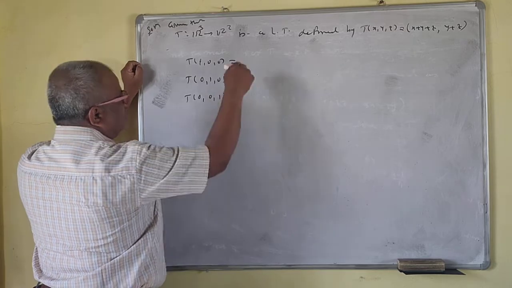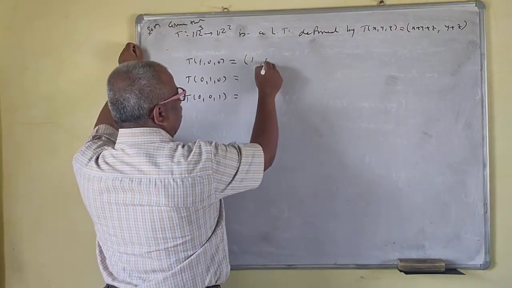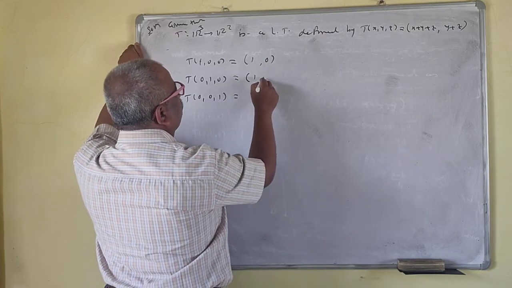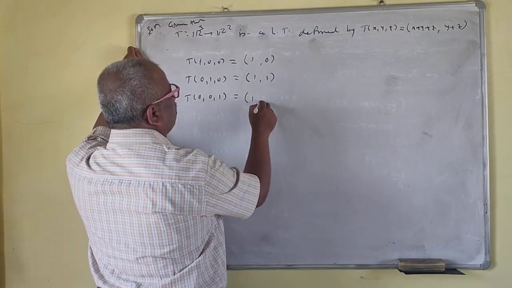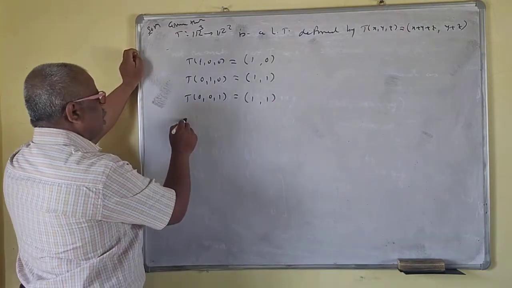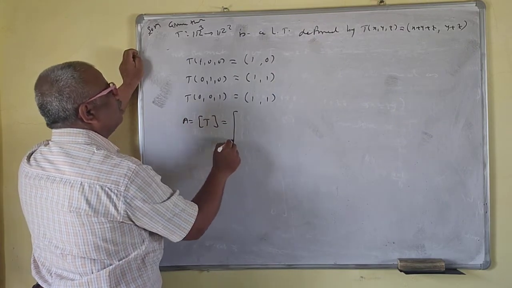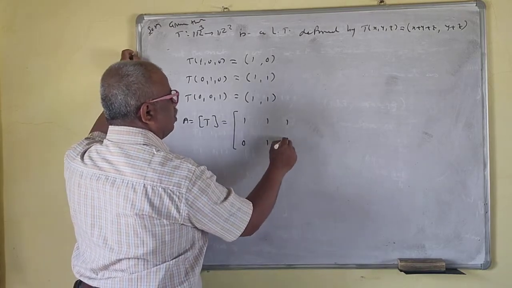We write these column-wise. For T(1, 0, 0), x is 1, so this is (1, 0). For T(0, 1, 0), y is 1, so this is (1, 1). For T(0, 0, 1), z is 1, so this is (1, 1). So A, the standard matrix of T, is written column-wise: (1, 0), (1, 1), (1, 1).